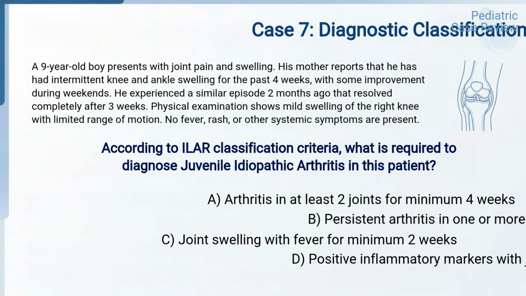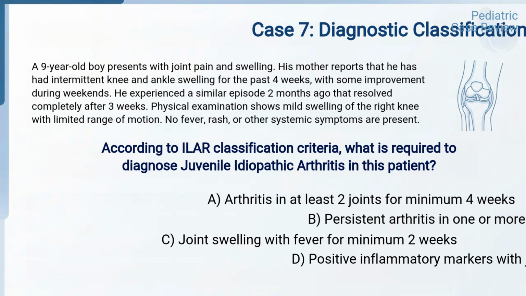Case 7. A 9-year-old boy presents with joint pain and swelling. His mother reports intermittent knee and ankle swelling for the past 4 weeks, with some improvement during weekends. He experienced a similar episode 2 months ago that resolved completely after 3 weeks. Physical examination shows mild swelling of the right knee with limited range of motion. No fever, rash, or other systemic symptoms are present.